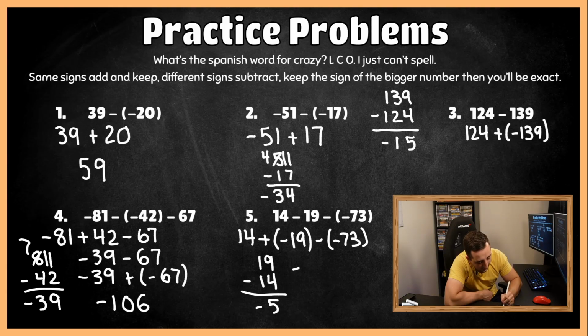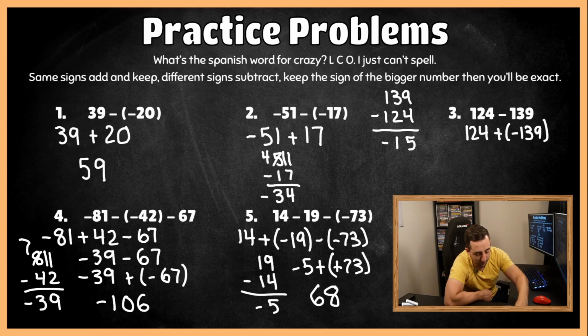And now we have negative 5 minus negative 73. Keep negative 5 the way it is. Change subtraction to addition, and change negative 73 to a positive using LOCO. And now once again we have different signs. Subtract. 73 minus 5 is going to give us 68. Keep the sign of the bigger number. 73 was positive, so my final answer needs to be positive 68.